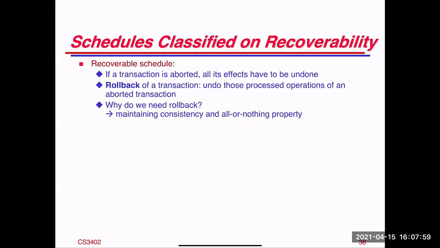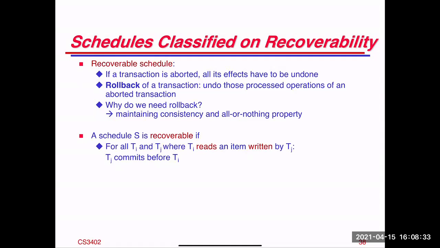All right, so what we want is concurrent schedules of our transactions that are recoverable, so we can roll back transactions without causing any violations of the database consistency. And also we want to maintain the all or nothing property. I hope you remember what the all or nothing property is. That basically means that either the transaction is completely executed or none of its operations take any effect.